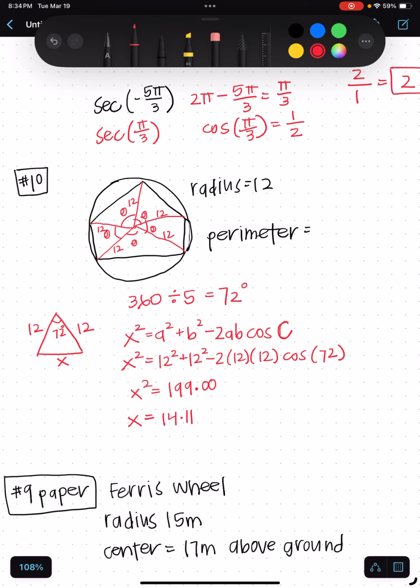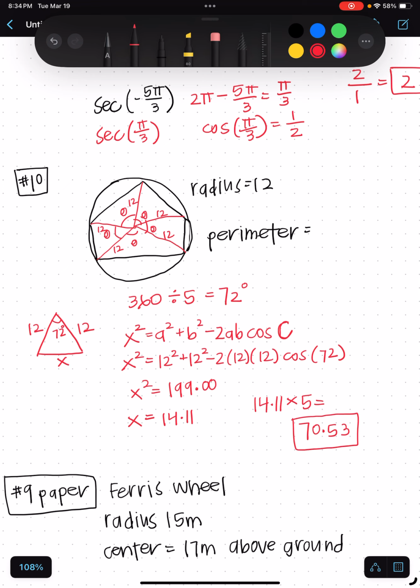But like we just talked about, to find the perimeter, which means it's one side of the pentagon. To find the perimeter of the pentagon, I take that number and I multiply it by 5. So I'm going to do 14.11 times 5, because a pentagon has 5 sides. And I end up with 70.53. And that is my answer.